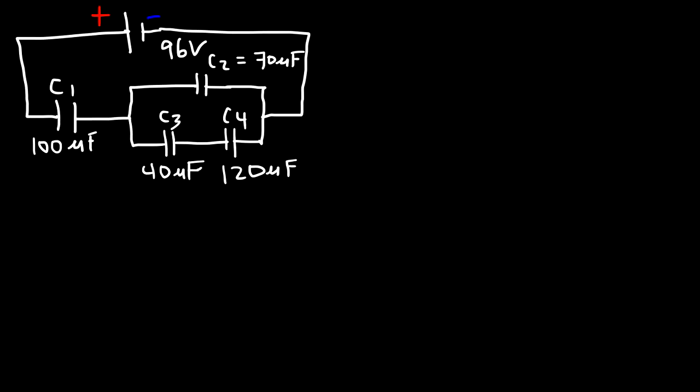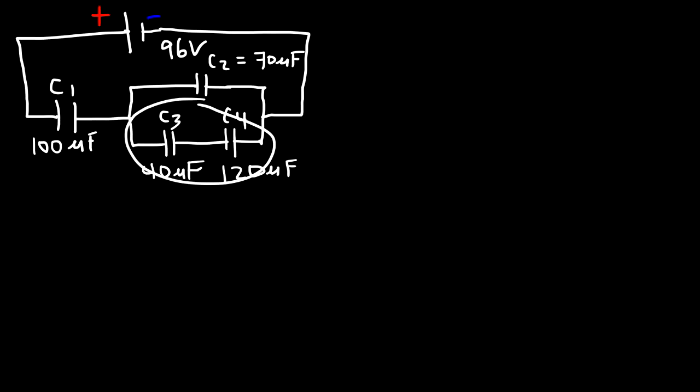So feel free to pause the video. Go ahead and solve this problem. Calculate the charge on every capacitor and also the voltage across each capacitor. So step 1 is we need to calculate the equivalent capacitance of the entire circuit. And then once we have that, just like before, we're going to calculate the charge on every capacitor. And then finally, we'll calculate the voltage across each capacitor.